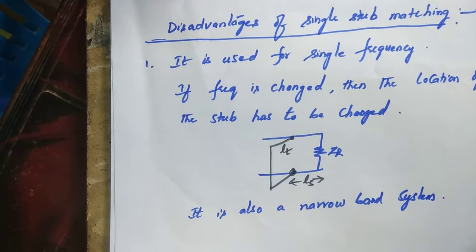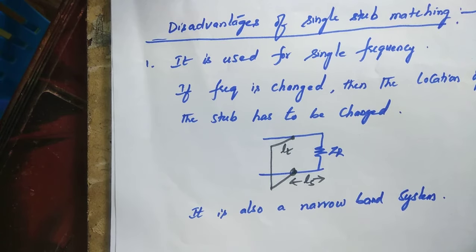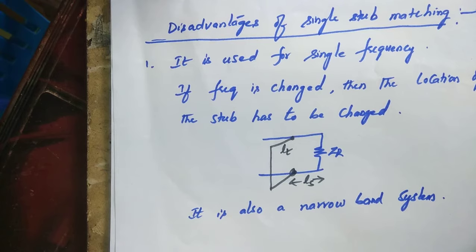The single stub matching system is useful for a fixed frequency only, because as the frequency changes, the location of the stub will have to be changed. The change of the susceptance of the stub does not present any problem because the shorting plug may be moved to the required position. So single stub matching is a narrow band system. This is one disadvantage of single stub matching.